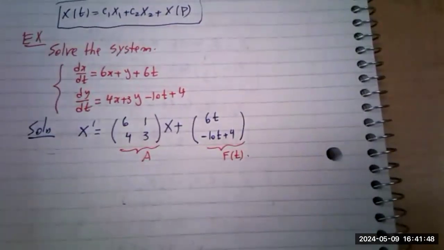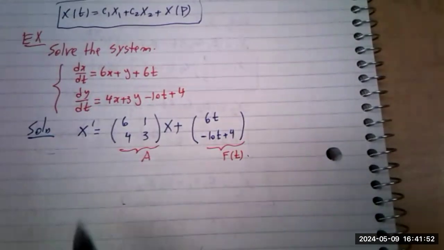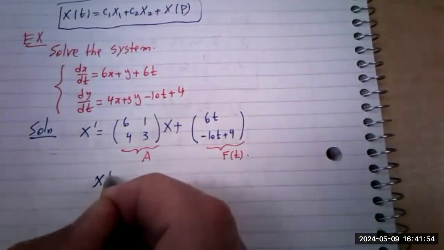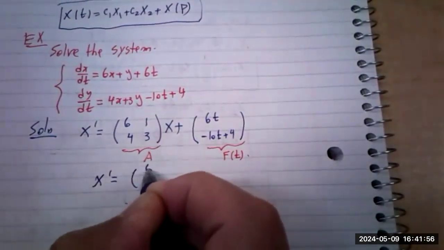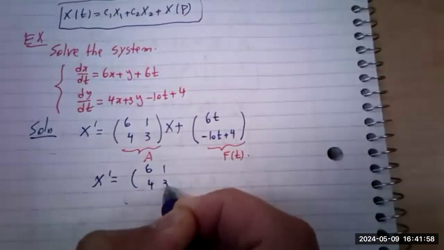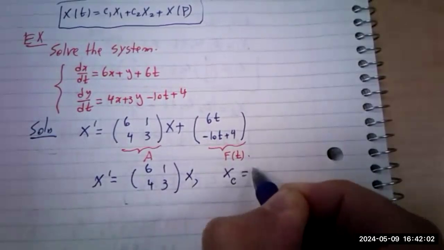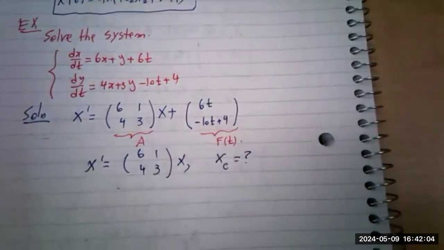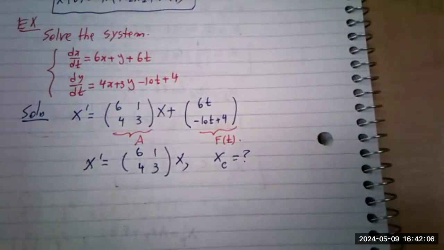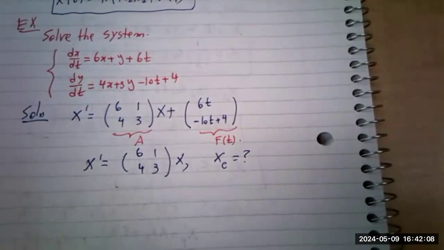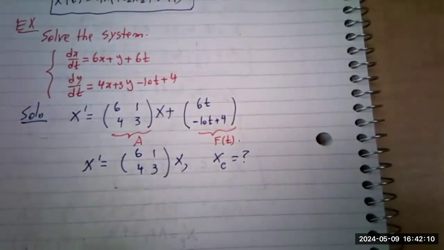So we have to solve the homogeneous one first. We go for the homogeneous part. We form x prime equal to the matrix 6, 1, 4, 3 times x, and we look for xc, the solution of the homogeneous one. Get the matrix as we talked about before. Let's see what type of eigenvalues we are going to have.